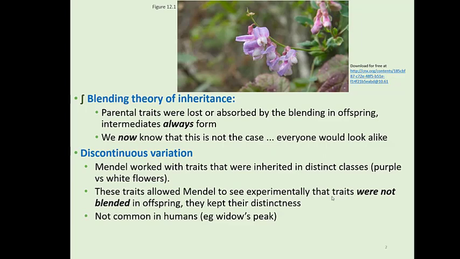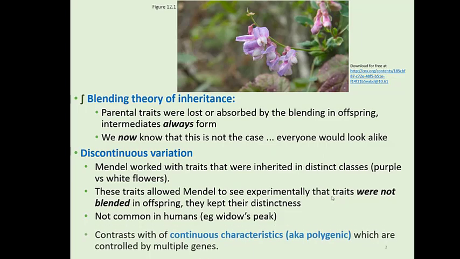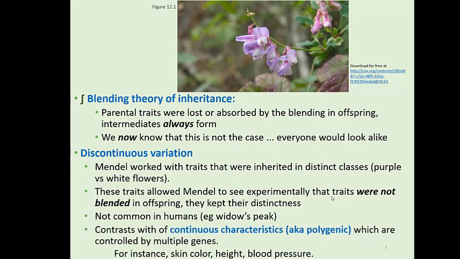This idea of discontinuous variation, these very distinct classes, is not very common in humans. We do see it in the widow's peak. We see much more commonly continuous characteristics, which we also call polygenic, which are controlled by multiple genes, and we see that in things like skin color and height.